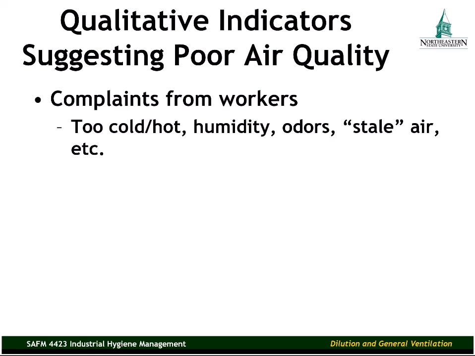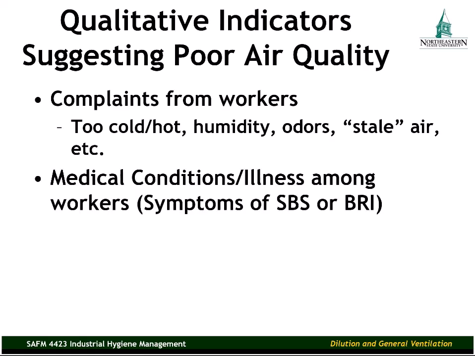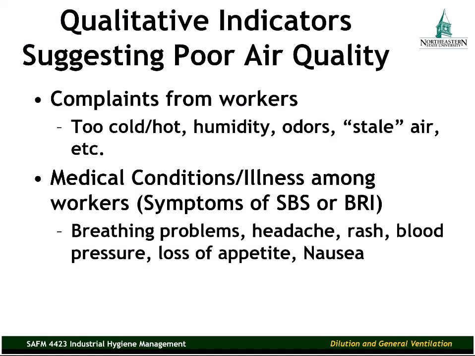But with some of these complaints, we might be getting into the area of what I would view as another indicator of potentially poor air quality. Illnesses or medical conditions. Symptoms of sick building syndrome or building-related illness. Breathing problems, headache, a rash, maybe blood pressure problems, loss of appetite, nausea. And as a safety manager, if we encounter any of these types of complaints from our workers, that might be an indicator that we need to take the next step and do an indoor air quality investigation.